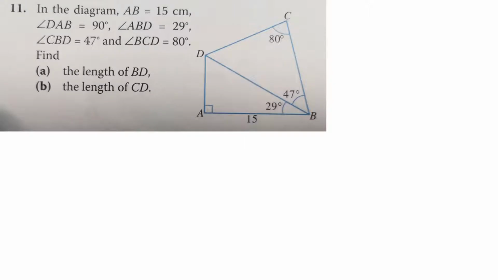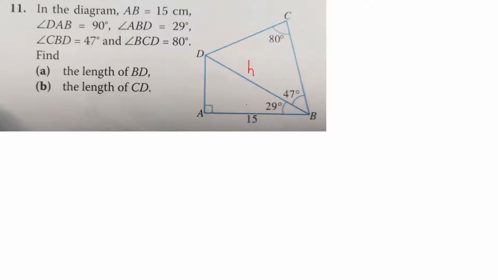So in this video, I'm going through exercise 7.3, question 11, 14, as well as 17. So question 11, the first part, find the length of BD. We have a right angle triangle down here. BD is the hypotenuse. We are given this angle, 29 degrees, as well as this side, 15 cm.